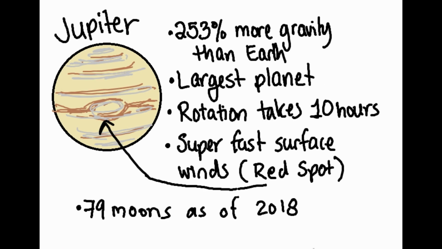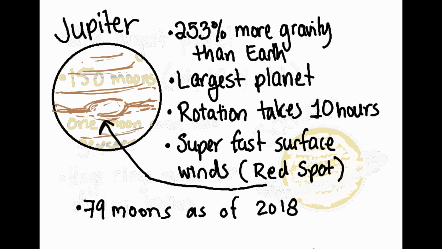The fifth planet is the largest, Jupiter. It has 253% more gravity than Earth. It has a really fast rotation of about 10 hours, which creates a lot of winds, hence the Red Spot, which is a storm there. And it's known to have 79 moons.